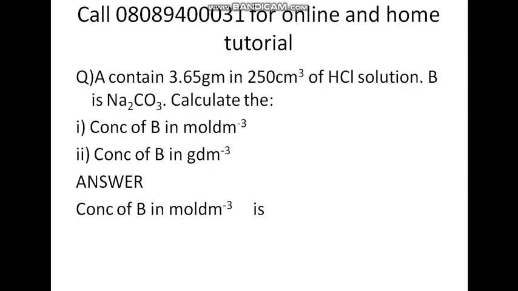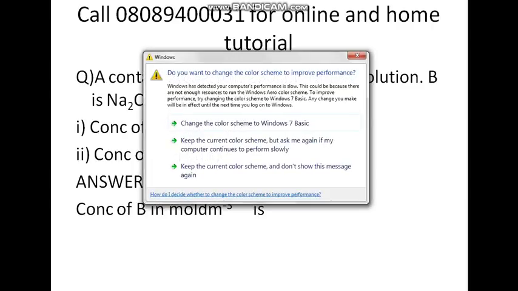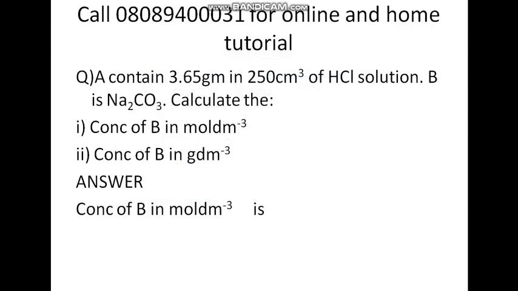The equation of reaction is 2 mole of HCl plus 1 mole of Na2CO3 to give 2 mole of NaCl plus 1 mole of CO2 plus 1 mole of H2O. From the equation, number of mole of acid, that is Na, is equal to 2 and the number of mole of base, Nb, is equal to 1. Question 1 on the tutorial board is calculation of concentration of B in mole per dm cube.